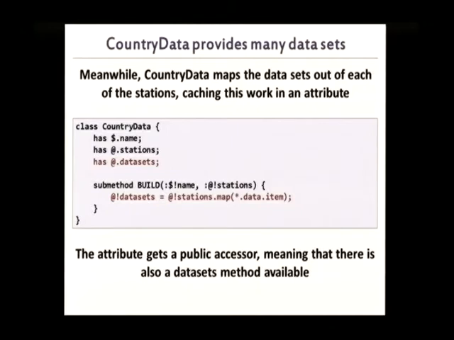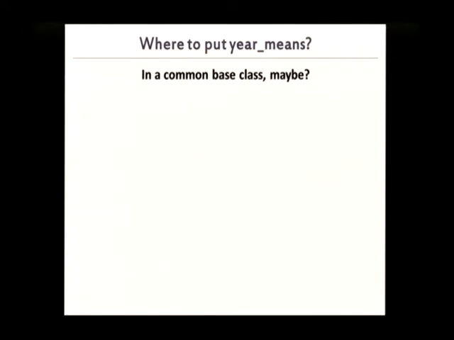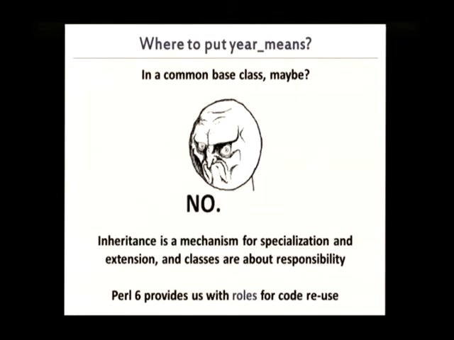So the question is, where should I actually write the method to do that? One question you might come up with is, well, maybe a common base class. But no, that's not really what common base classes are for. Inheritance is really a mechanism for specializing behavior, and classes are really about responsibility. So in Perl 6, the thing that we provide for this is the role.